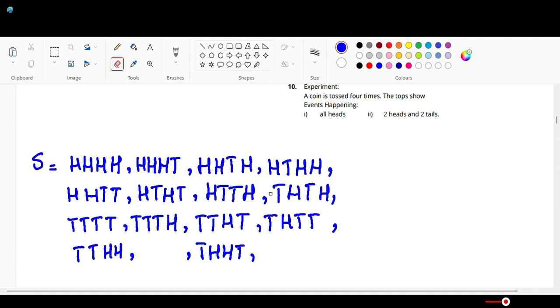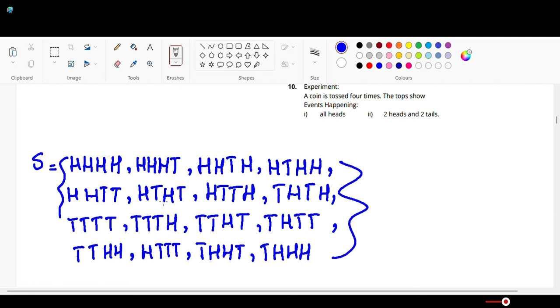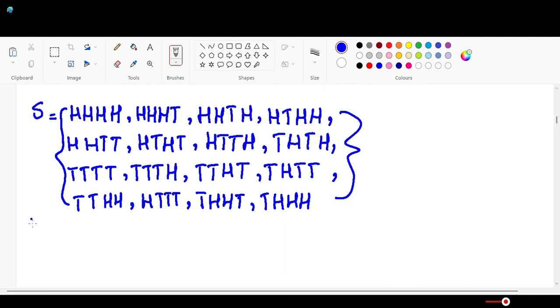But yeah, so I noticed that what we're missing is we don't have an H, T, and we don't have a T triple H. So now we do. So this makes 1, 2, 3, 4, and 1, 2, 3, 4. We get 16 elements in the sample set. So n of s will be equal to 16.